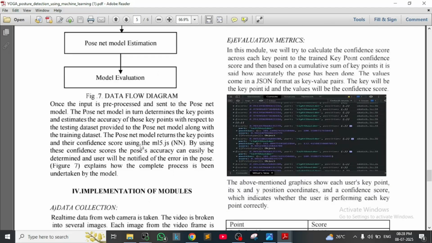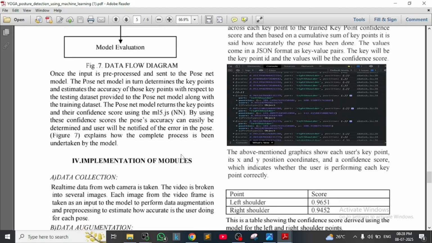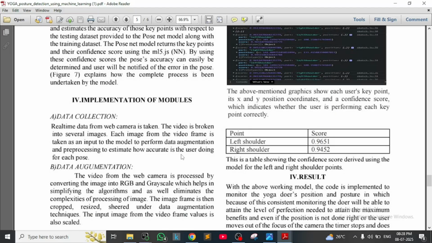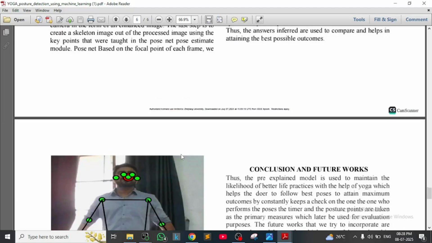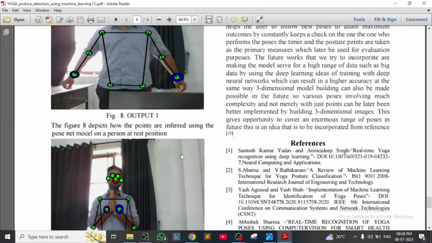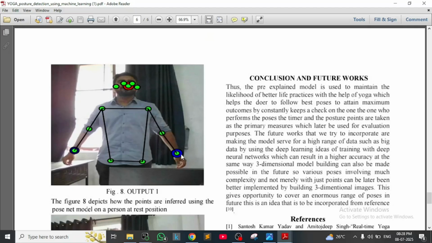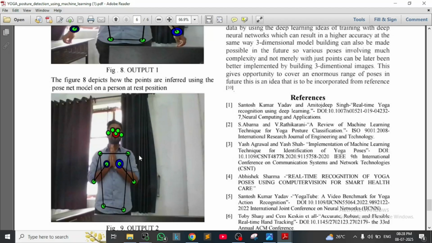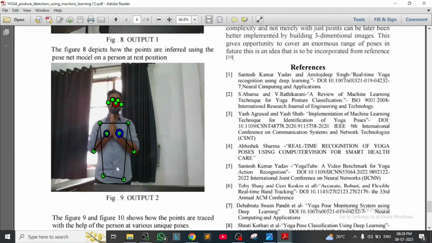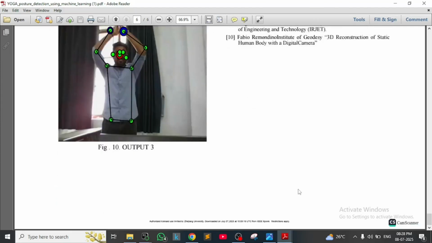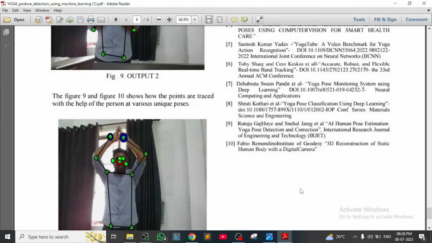Data flow diagram. Conclusion, features for work. See the outputs of this model: skeleton body, the output of the second pose, output for the third. To overcome this, we build a model.